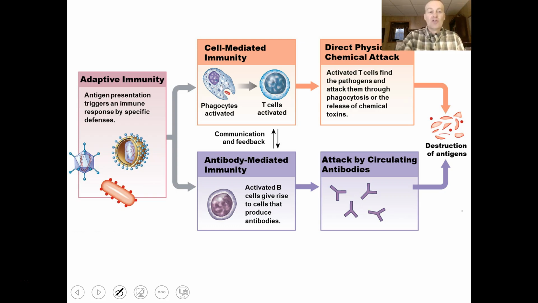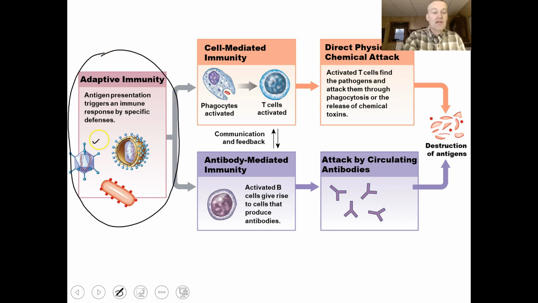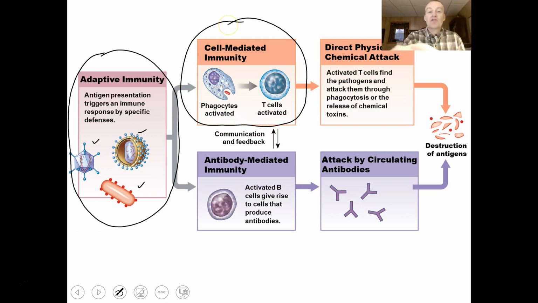Just a little graphic showing you our adaptive immunity. So our adaptive immunity is triggered by antigen presentation. So there has to be some kind of a virus or a bacterium or a toxin or a venom, something that's very specific that has entered into our body. And so when these particular things come in, they may activate cell-mediated immunity, which is the division that's done by the T lymphocytes. And these T lymphocytes are going to directly attack and kill virally infected cells.